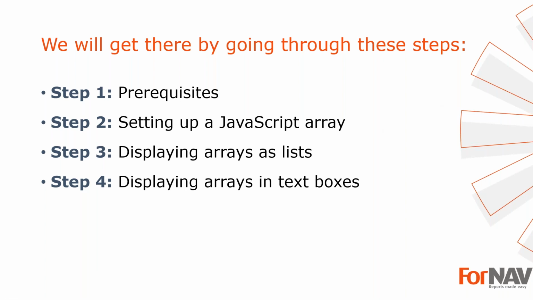Step 1, prerequisites: what do I need to get going? In step 2, I'm going to set up a JavaScript array for certain fields in the header table. In step 3, I will display the values in the array as 2 lists in 2 columns. And in step 4, I will use the values in separate text boxes to better match the layout.